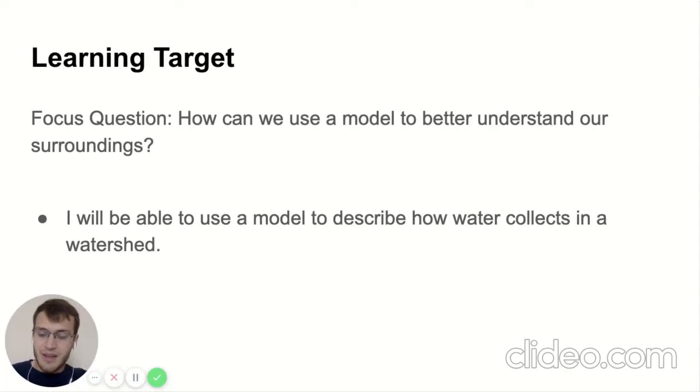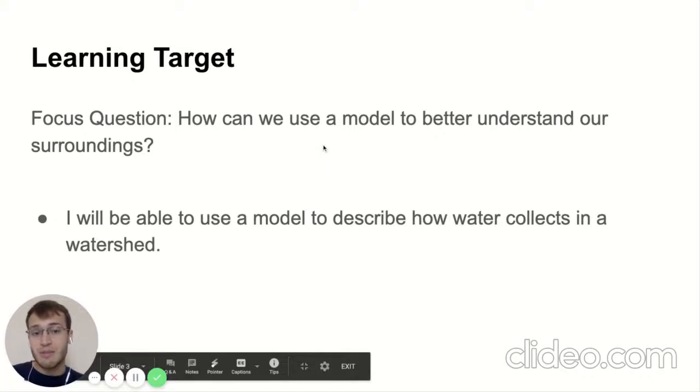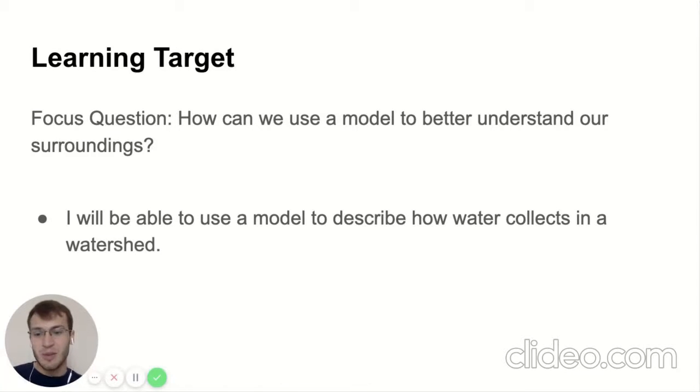All right, and then after you're done with that, we can move on. So today's focus question is, how can we use a model to better understand our surroundings? And the learning target is, I will be able to use a model to describe how water collects in a watershed.